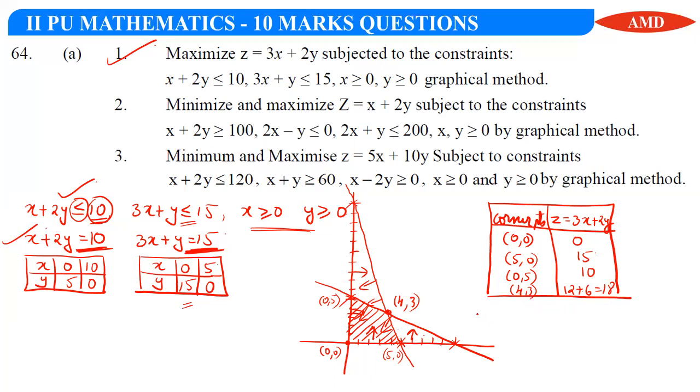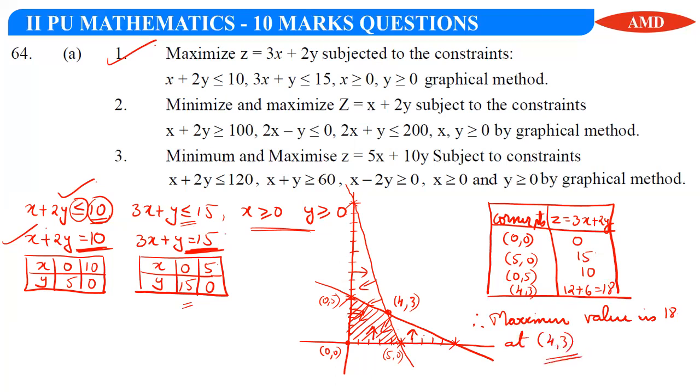So the conclusion should be, therefore, the maximum value is 18 at 4, 3. This must be the conclusion.